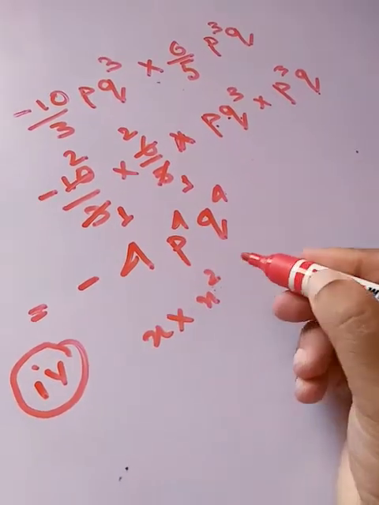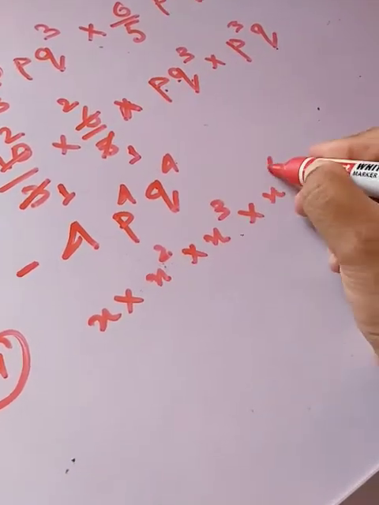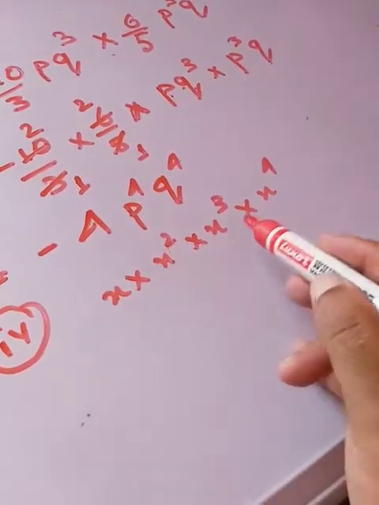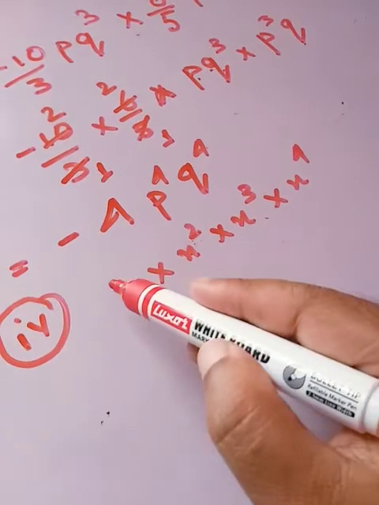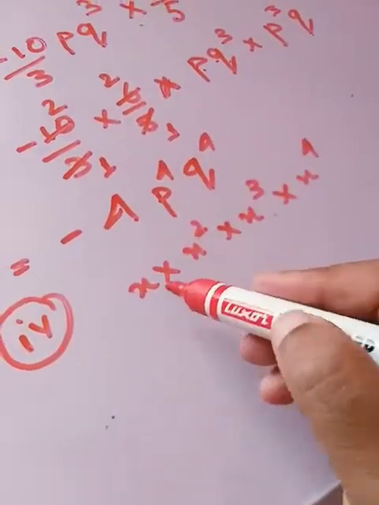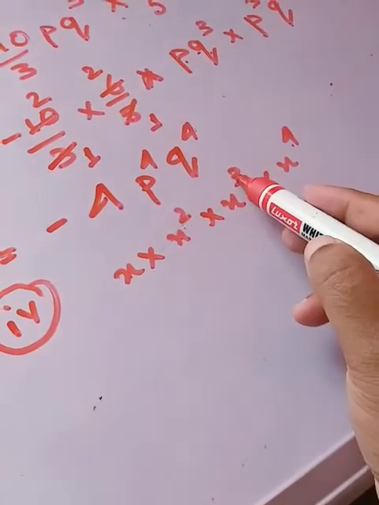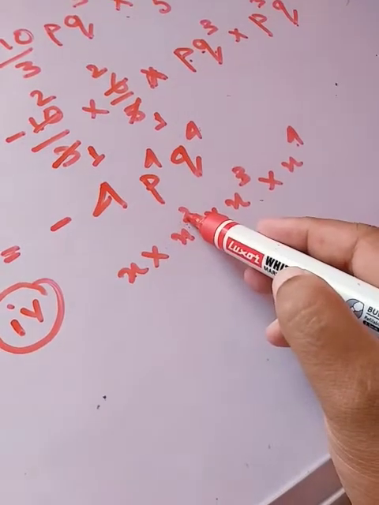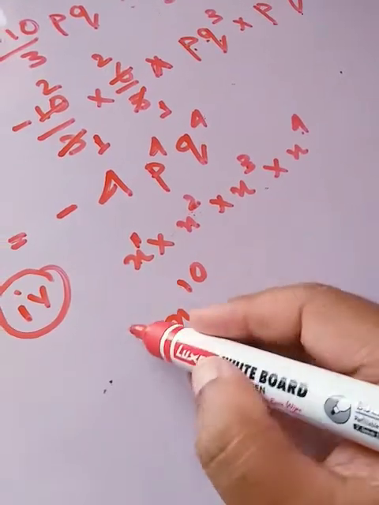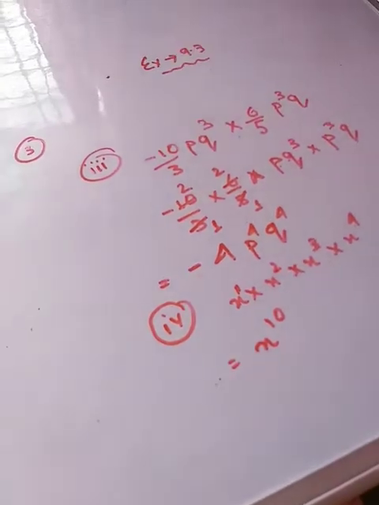x into x square into x to the power 3 into x to the power 4. So how many terms are there? 1, 2, 3, 4. All the terms are carrying the plus sign and even all the terms are carrying 1 as a number. So plus 1 we will not write down. Just we will see how many x are there altogether. Here are 4. 4 plus 3 is what? 7. 7 plus 2 is what? 9. And 9 plus this number 1. So altogether there are 10 x. So the answer is x to the power 10. So this is the solution of sum number 4.